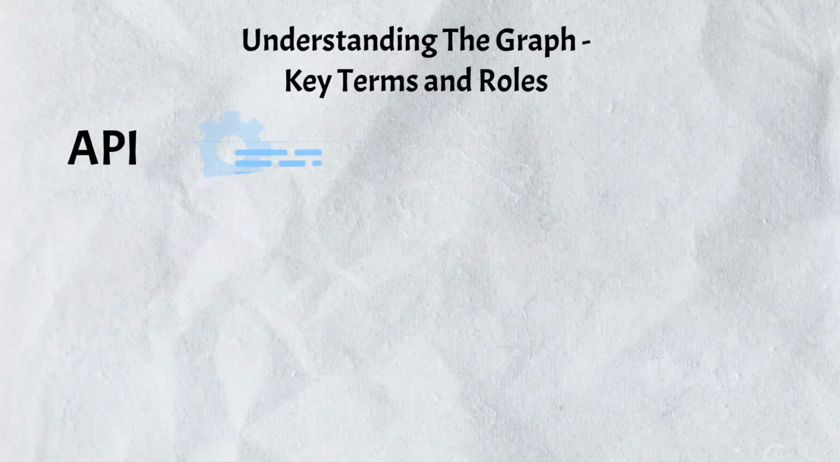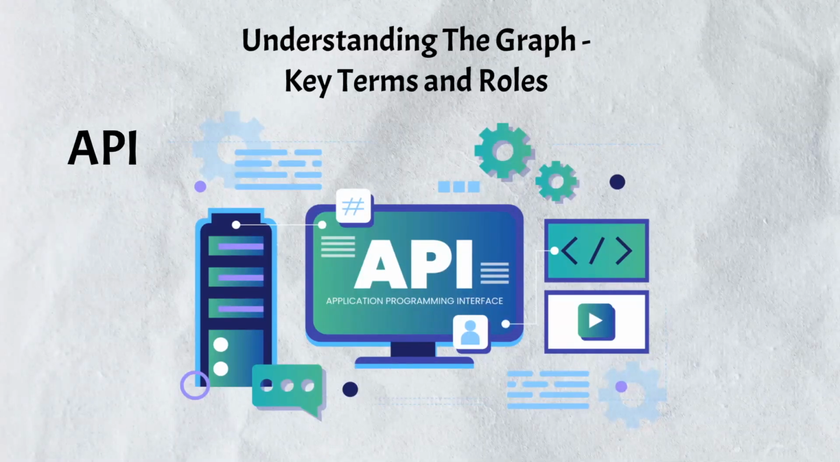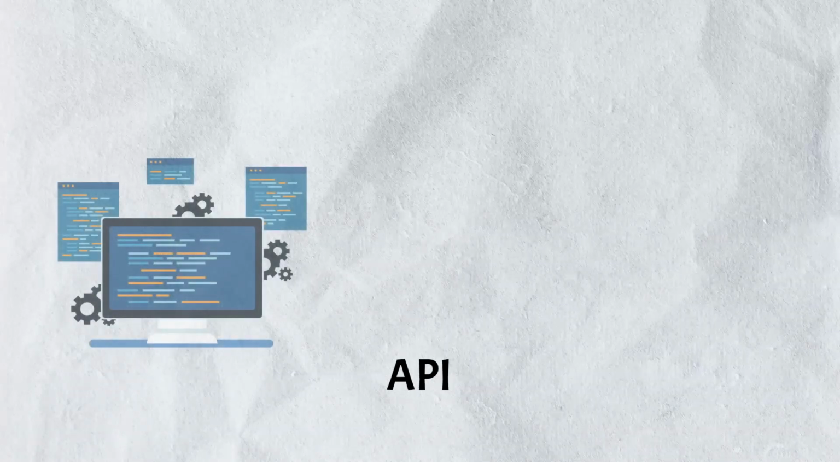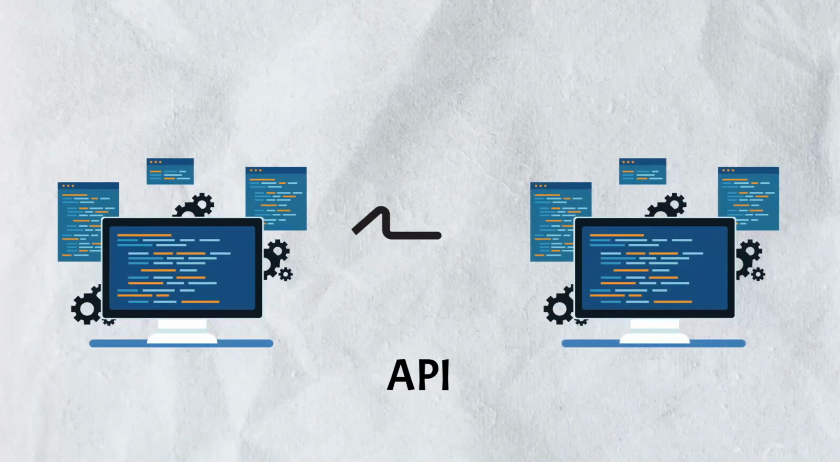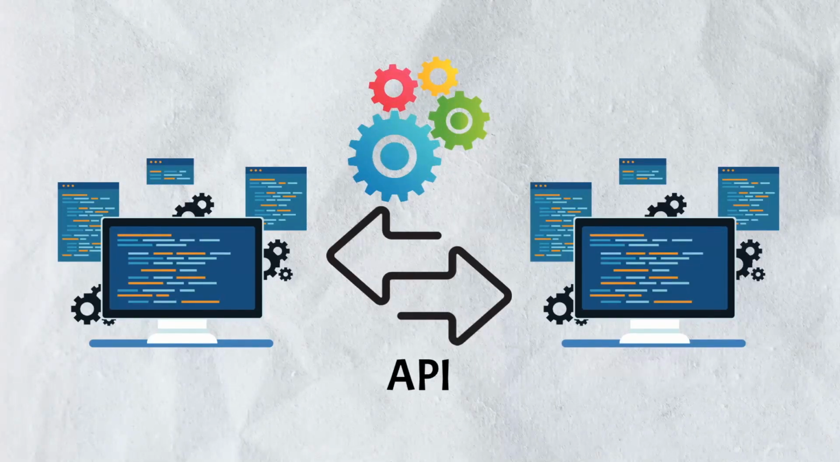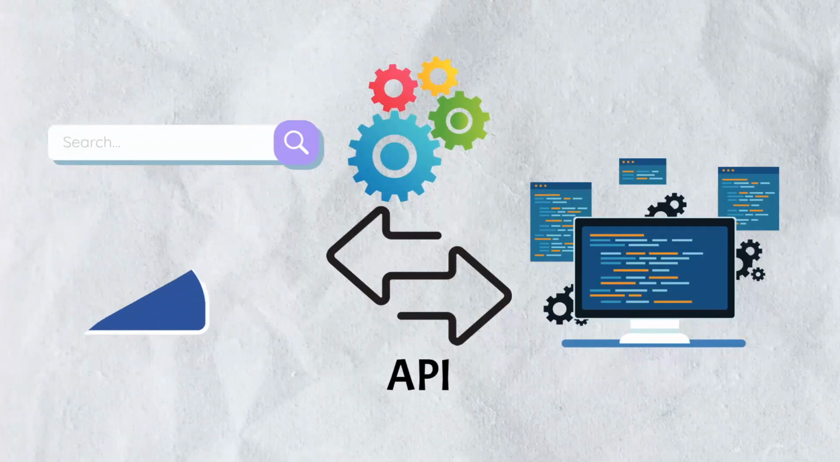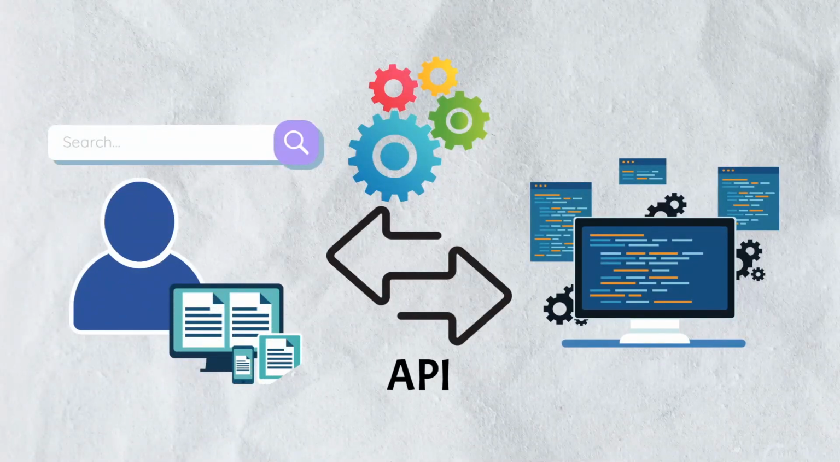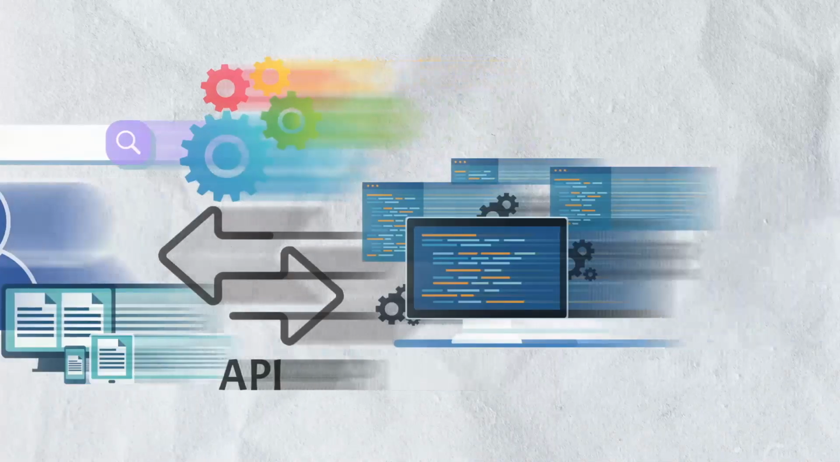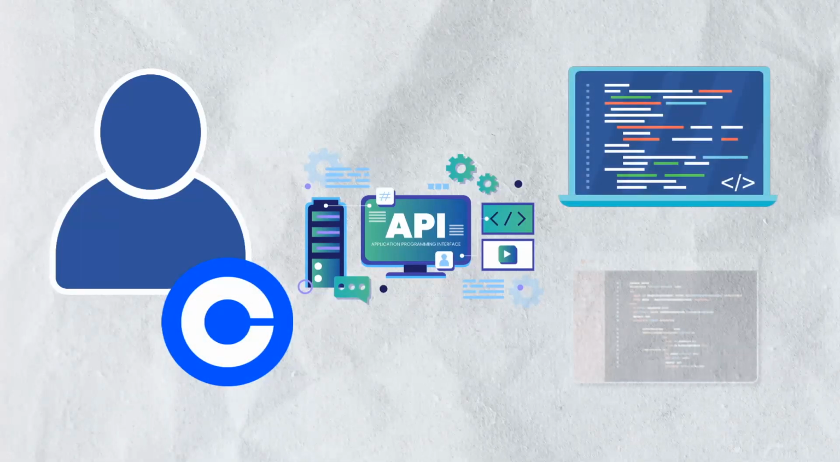In order to better understand the Graph, it helps to understand a few key terms. The first of these is API. In computer terminology, API stands for Application Programming Interface and is a way for 2 or more computer programs to communicate with each other. It is essentially the transfer of data behind the scenes. The API takes requests, tells the system what you want to do, and then returns the response back to you.